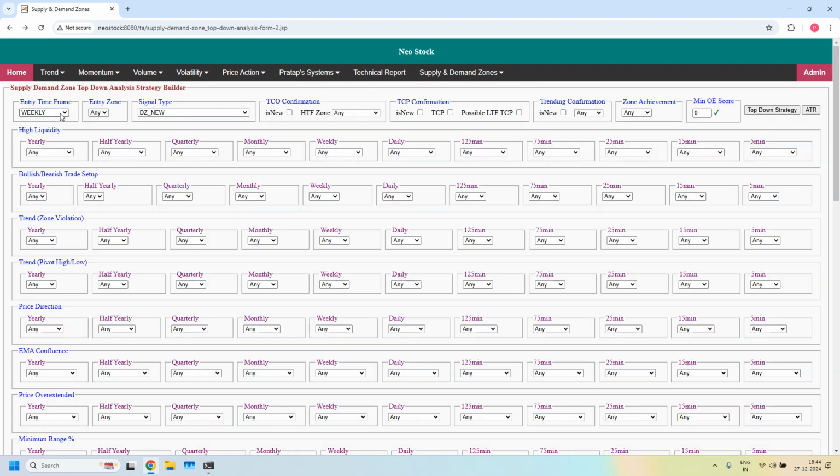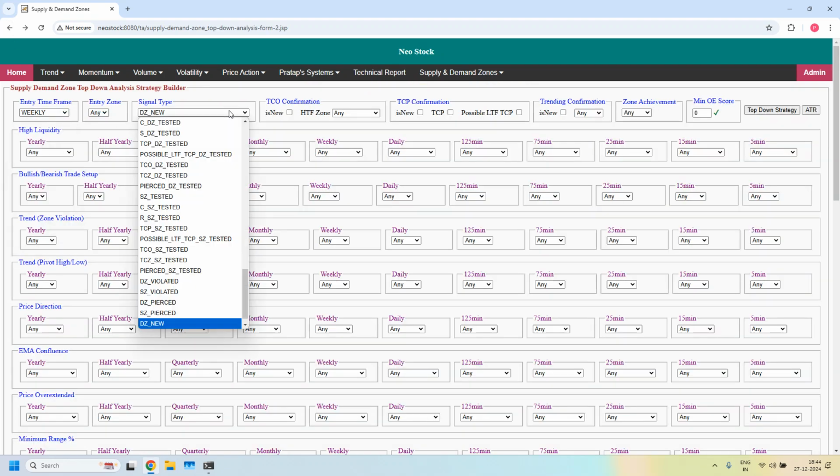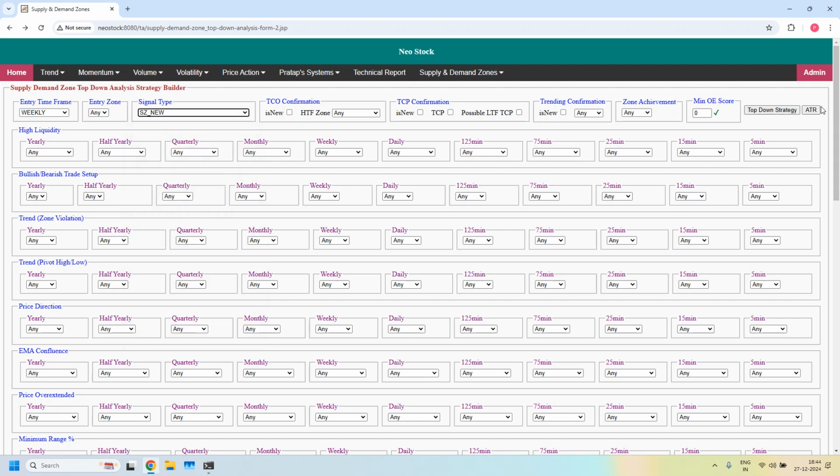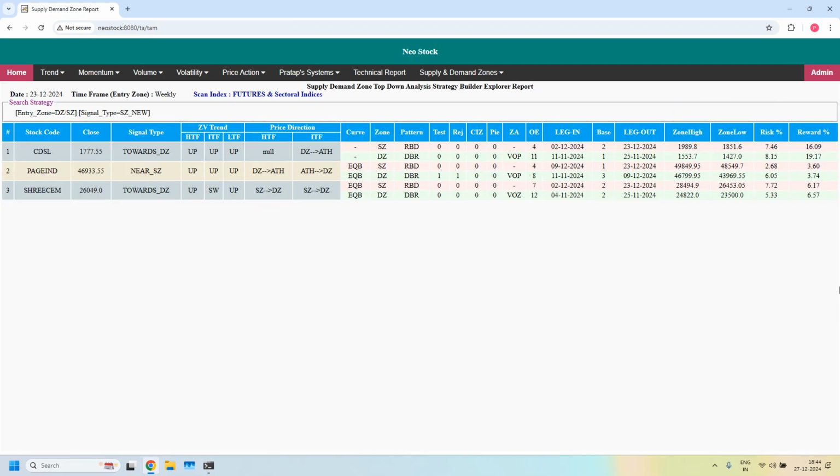Okay, next, weekly time frame. Let us find the stocks having newly created weekly supply zones. These 3 stocks are having newly created weekly supply zones.